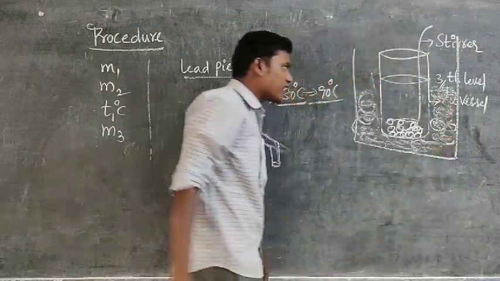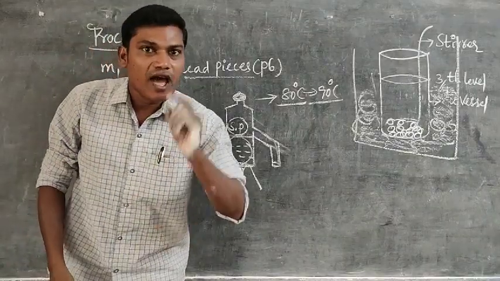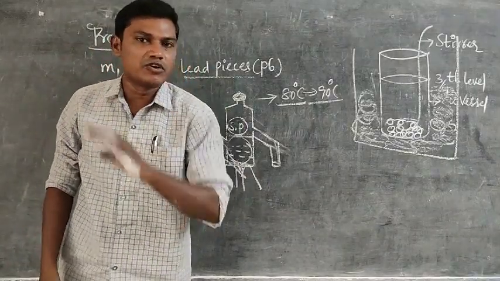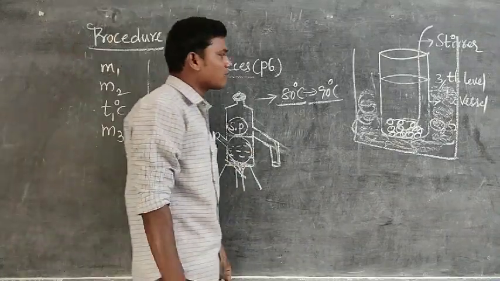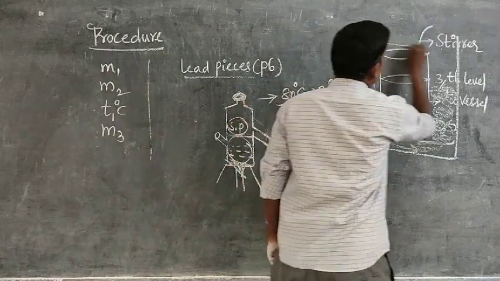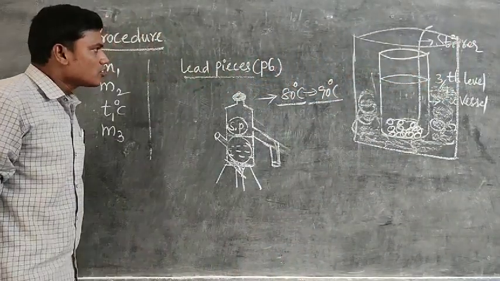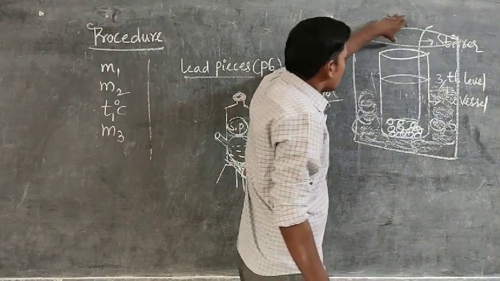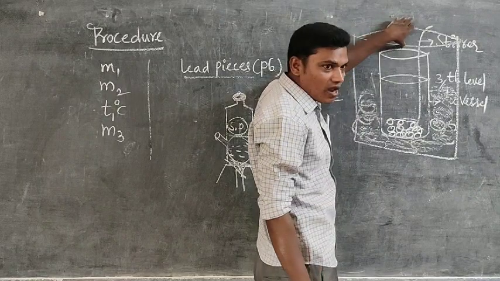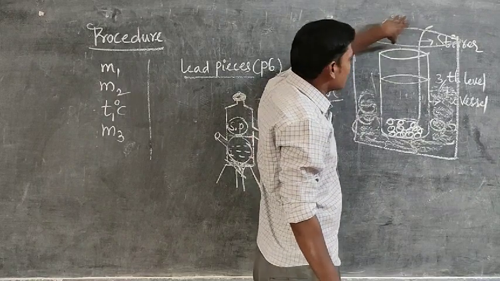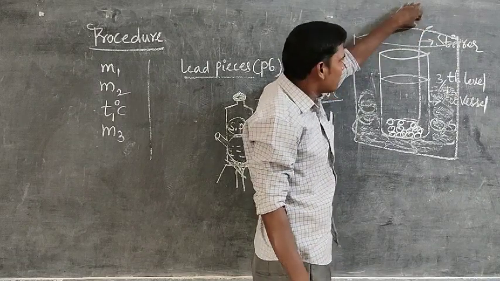Why is it placed in the wooden chamber? So we can avoid the loss of heat energy by the three modes: conduction, convection and radiation. For that purpose it is kept in a wooden chamber. That's one. Now this wooden chamber has one opening hole at the upper end. This hole is closed with a wooden lid, but the wooden lid has one narrow hole.